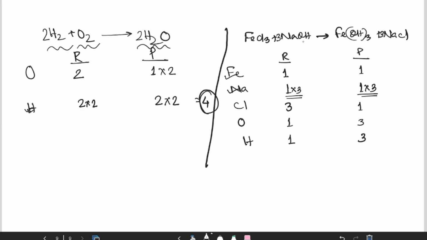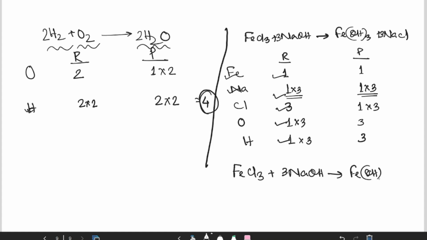Now you see, 3 oxygen means I have to multiply with this also, and for hydrogen also. Now you see everything is balanced. This is 1, this is 3, this is chlorine again here 3, I forgot to write 3, this is 3, this is 3, both sides you see. So now this is balanced, so I can write FeCl3 plus 3 NaOH gives rise to Fe(OH) whole thrice plus 3 NaCl.